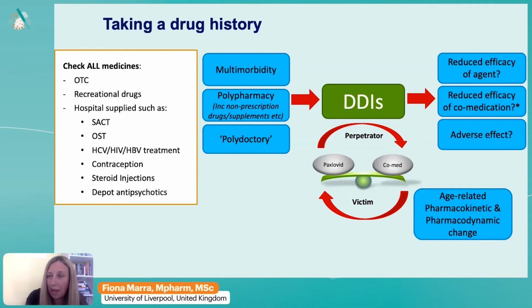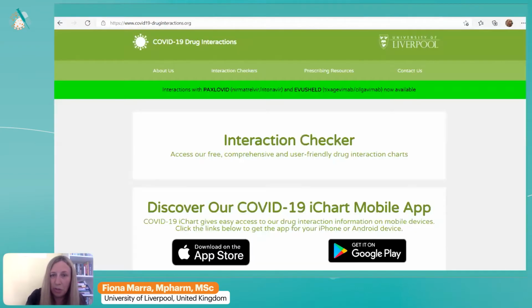Key to all of that is, of course, understanding if there are any drug interactions that we need to be aware of. What are the over-the-counter medications our patients are on? Are they taking any recreational drugs? Are they on specific hospital-supplied medications such as systemic anti-cancer therapies, OST, short course, long course, bloodborne virus treatment, contraception, etc.? So key to everything is an important drug history. And of course, patients are on more than one different thing, often prescribed by more than one doctor. So it's important that we know where to look.